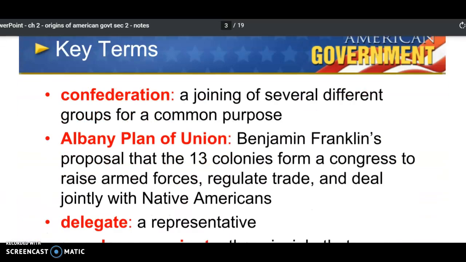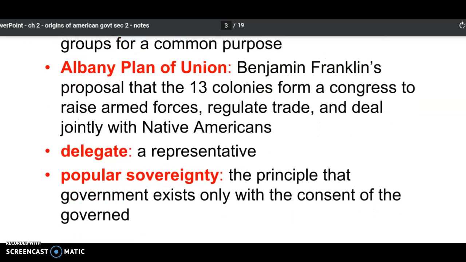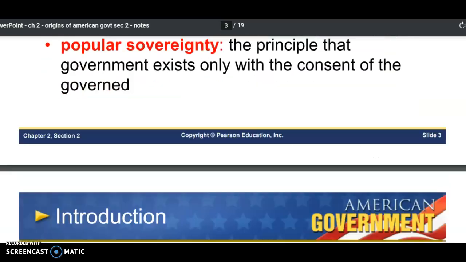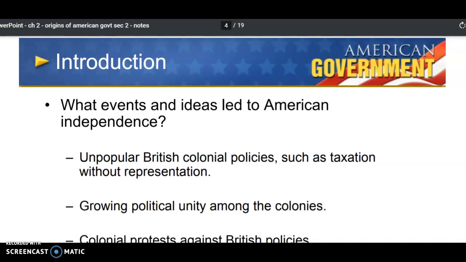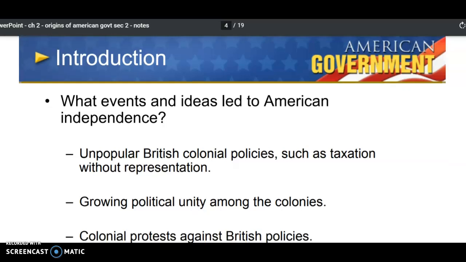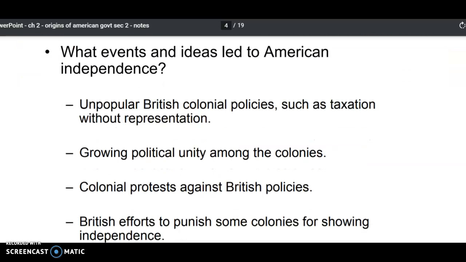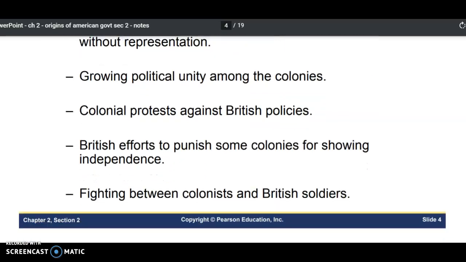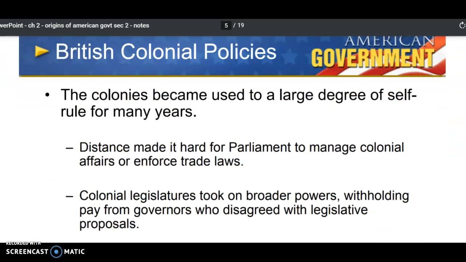Here are some objectives for the lesson. These are key terms, so definite words and definitions that you may need to look back at when you have assignments. So the introduction: what events and ideas led to American independence? Some of these are things you could have answered for your focus question for today. Unpopular British colonial policies, such as taxation without representation, growing political unity among the colonies, colonial protests, and British efforts to punish colonies for showing independence.